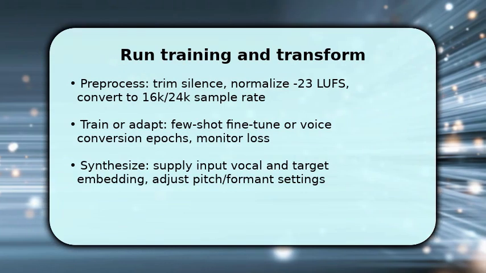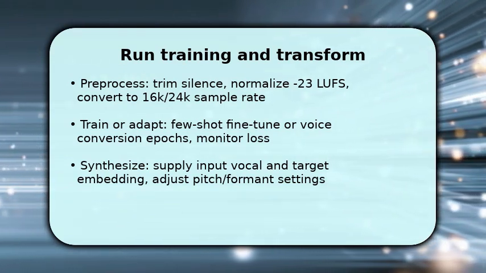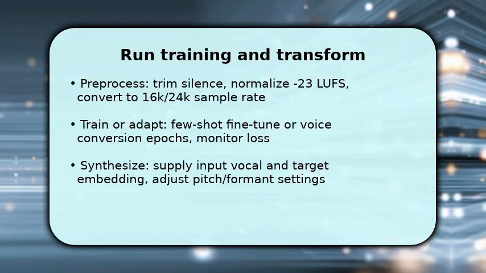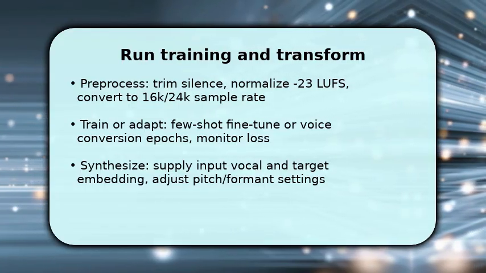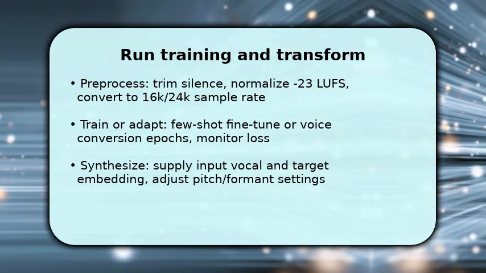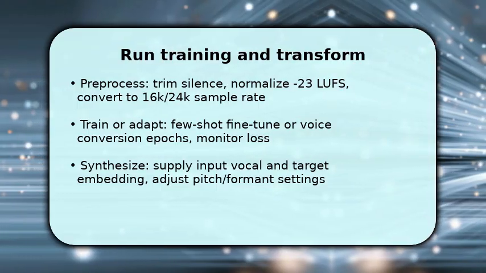Next, preprocess and feed the model. Trim silences, normalize levels to about -23 LUFS, resample to the model's required 16K or 24K. Once done, create embeddings from the reference singer and either fine-tune for a few epochs or run voice conversion inference. You'll monitor loss and listen to checkpoints so you can stop when it sounds right.